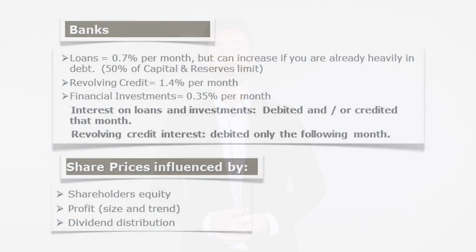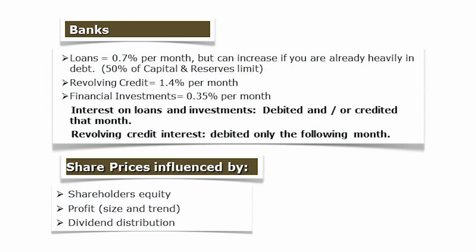The rates of interest that you pay on these different types of loans are obviously different. For a planned loan, you pay 0.7% a month initially, although that can increase over the course of the game if your debt levels go up too much. Revolving or overdraft credit, on the other hand, will cost you 1.4% per month.